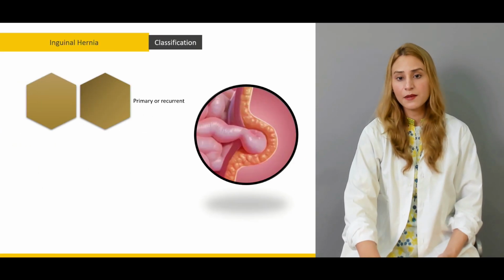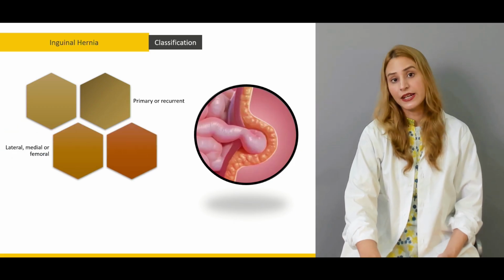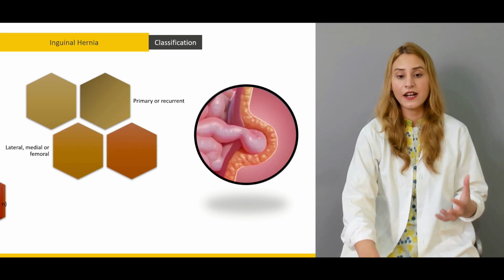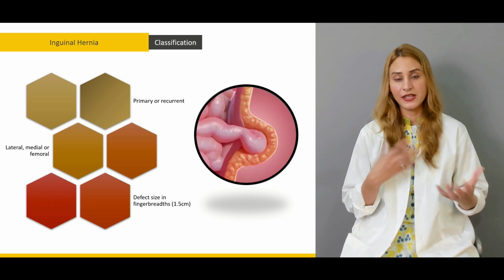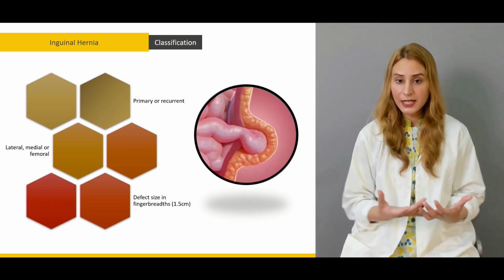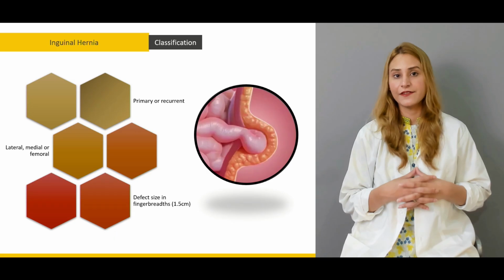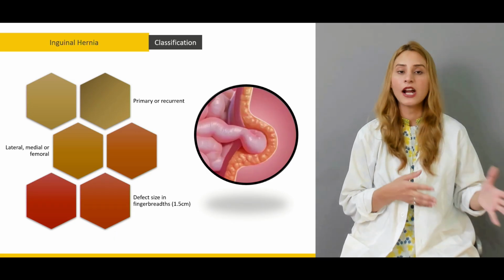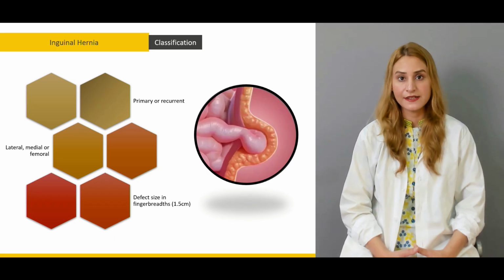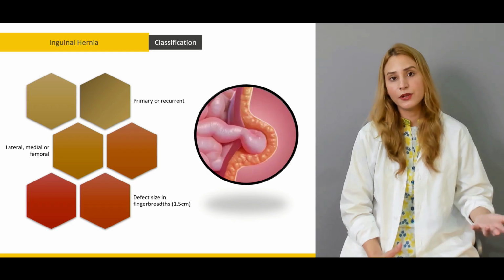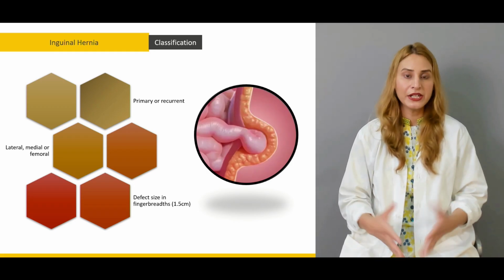Now let's talk about the classification. There are basically three different types. If we talk about the classification of the inguinal hernia, one is primary or recurrent hernias. Now, what do you mean by primary or recurrent hernias?